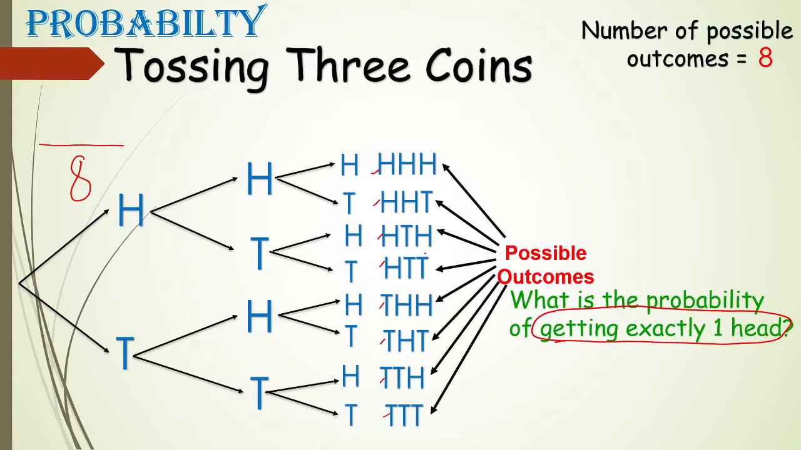Where is it? TTH, our TTH, exactly 1 head. There you go, exactly 1 head. What else? THT, where's THT? There, exactly 1 head. Okay, correct. What else? HTT. There's another one there with exactly one head.